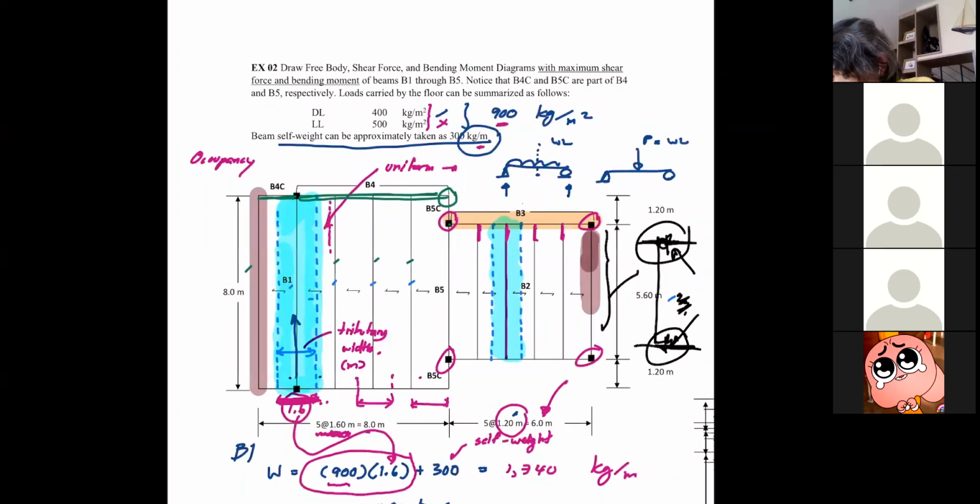So my B4 will look like this. And then it will have the reaction coming from that beam, which we haven't calculated yet. And then it will have three B1s in the middle. So that's our B4. Right? Now let's go back and look at B4 again. B4 will have to support this brown beam, and then it will have to carry 1, 2, 3 B1s in the middle. And then the beam itself will have to be supported by the B5C portion.